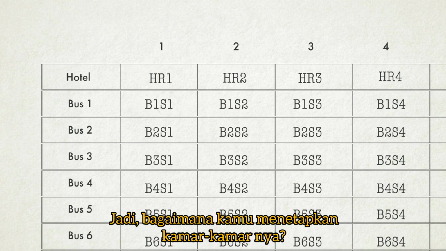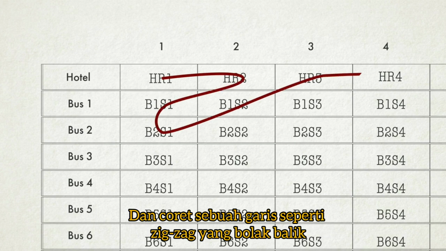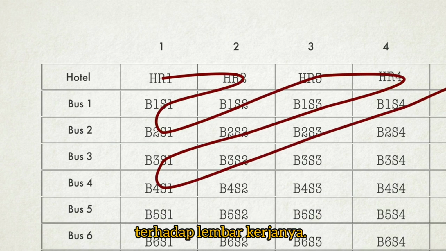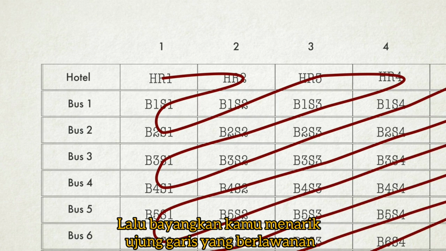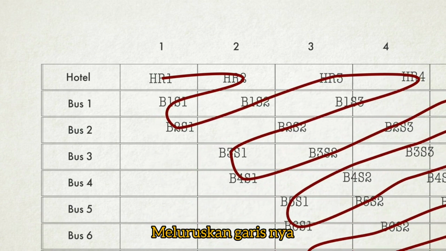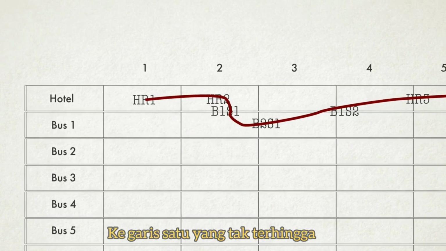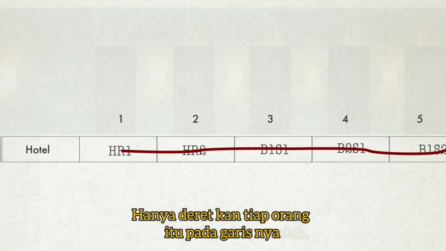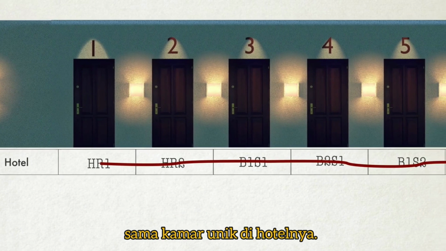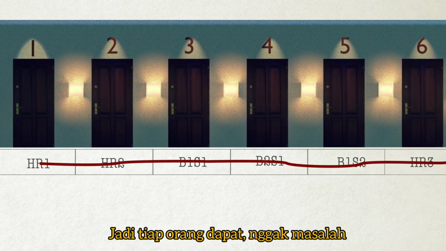So how do you assign the rooms? We'll start in the top left corner and draw a line that zigzags back and forth across the spreadsheet, going over each unique ID exactly once. Then imagine you pull on the opposite ends of this line, straightening it out. So we've gone from an infinite by infinite grid to a single infinite line. It's then pretty simple just to line up each person on that line with a unique room in the hotel. So everyone fits, no problem.